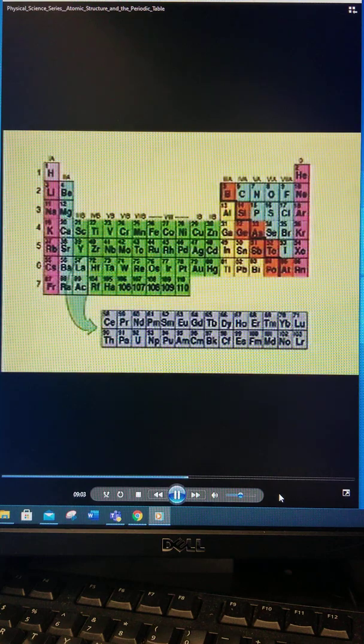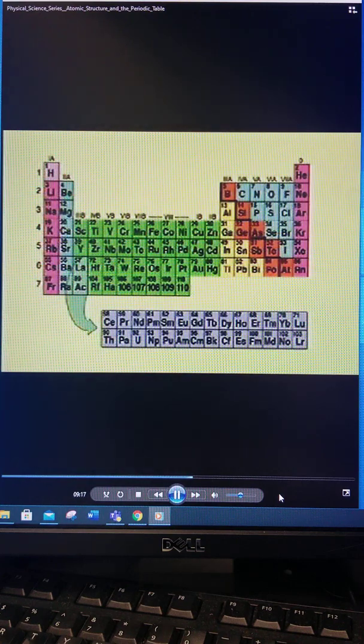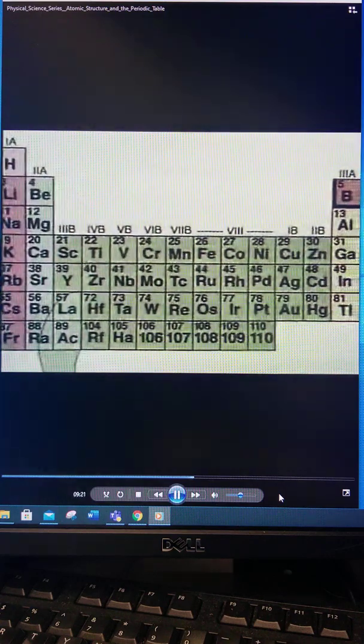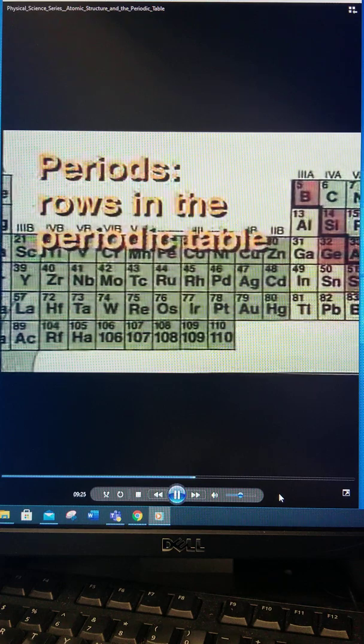You'll notice that the periodic table is organized in a grid with rows and columns. There are 18 columns called groups or families. These groups or families have elements that possess many similar chemical and physical characteristics that we will explore later. The rows in the periodic table are called periods. Unlike the elements in families, the elements in periods do not have a great deal in common.